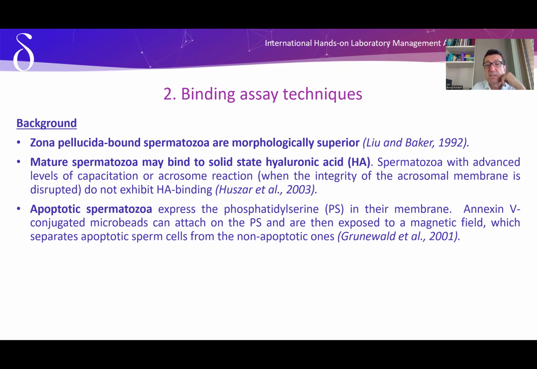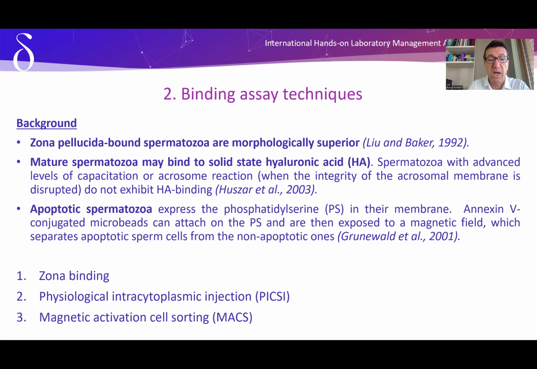So the third study is also very interesting. The author showed that apoptotic spermatozoa express the phosphatidylserine in their membranes, and annexin 5 conjugated microbeads can attach on the phosphatidylserine and are then exposed to a magnetic field which separates apoptotic cells from non-apoptotic ones.